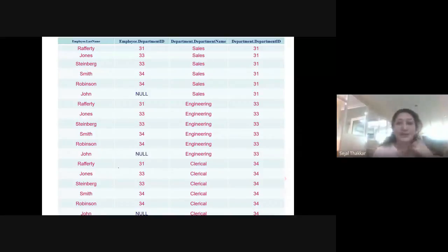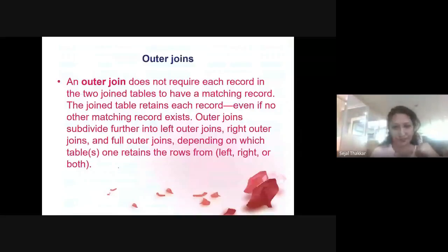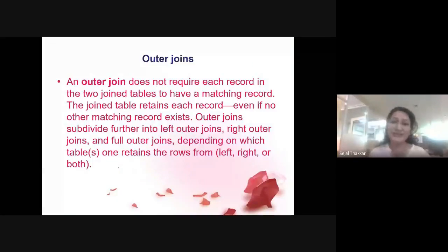Okay, fine. The next is outer join. Outer join doesn't require any kind of matching values or matching record like the inner join. Even if no matching record exists, the outer join is going to work. It is further divided into left outer, right outer, and full outer join, depending on which exactly you want to retain.